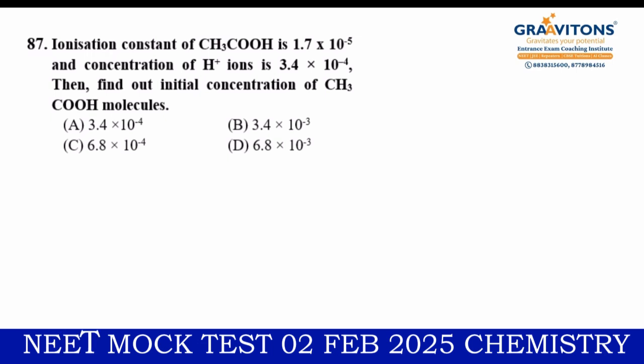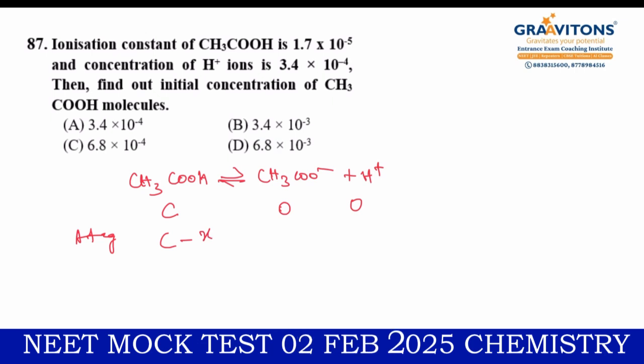87th question, ionization constant of CH3COOH is 1.7 into 10 power minus 5 and concentration of H plus is 3.4 into 10 to the power minus 4. Then find out the initial concentration of CH3COOH. First, let us go for the dissociation of this weak acid, acetic acid, that gives you CH3COO minus plus H plus. If I consider the initial concentration of acetic acid to be C and these two ions are 0, 0, at equilibrium I can find some amount of acetic acid gets dissociated giving you X acetate ion and X H plus ion.